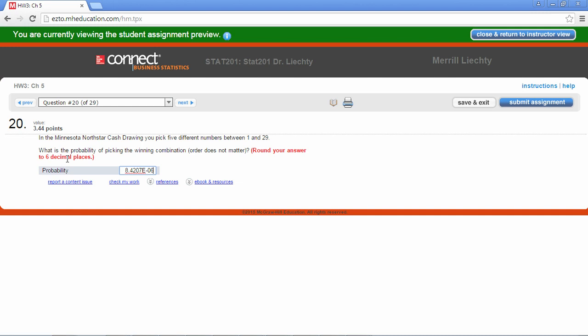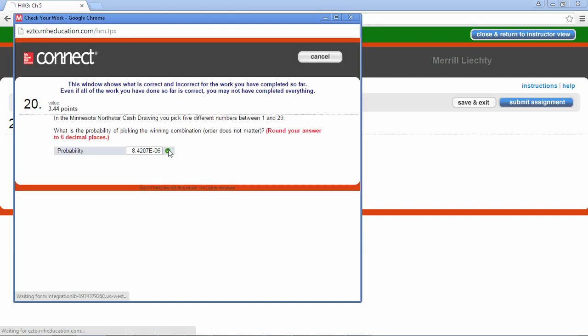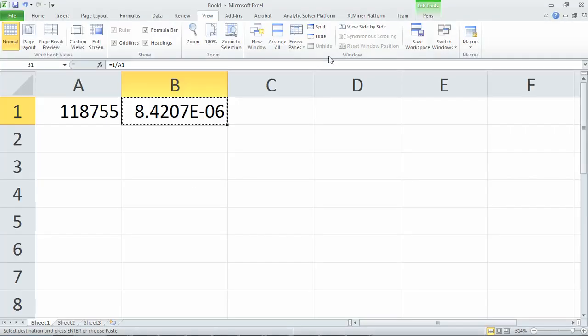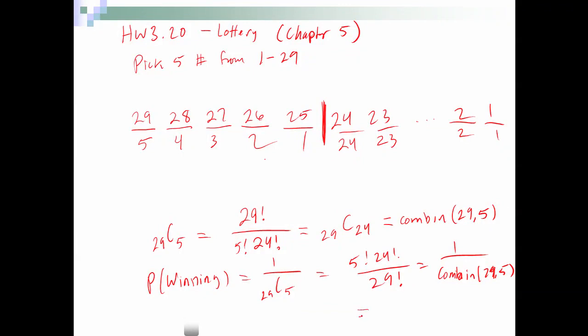They want it to 6 decimal places, but I'm going to put it in just as it comes out of Excel, with 8.4207 E negative 5, which means 10 to the minus 5. And when I click check my work, it accepts that answer. So Connect is smart enough to accept exponents, and what we have here is a very small number: 0.000084207. So the probability you're going to win the lottery by randomly selecting these 5 numbers is very small.